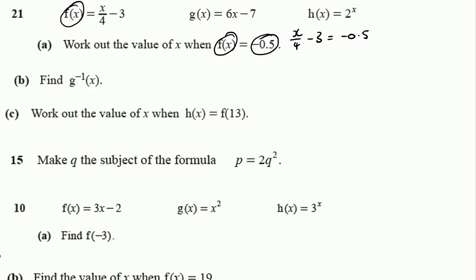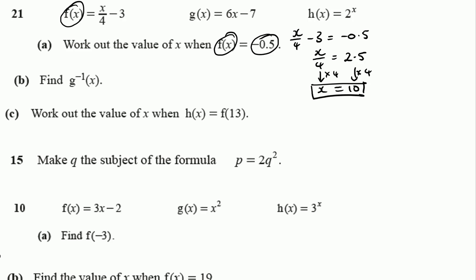I'm going to start by adding 3 to both sides, getting x over 4 equals minus 0.5 add 3, which is 2.5. And then multiplying everywhere by 4 gets me x equals 10. And there's my first problem solved.